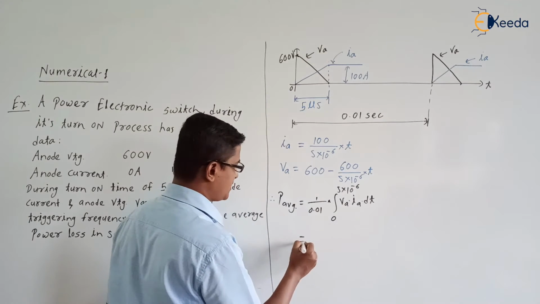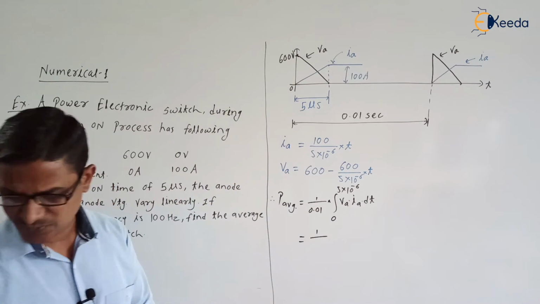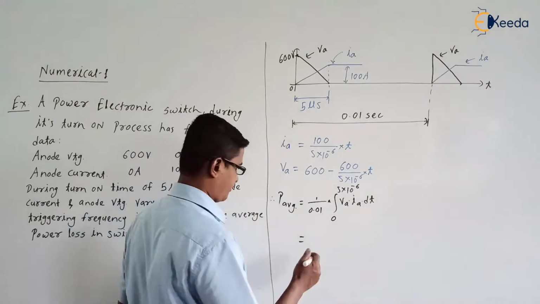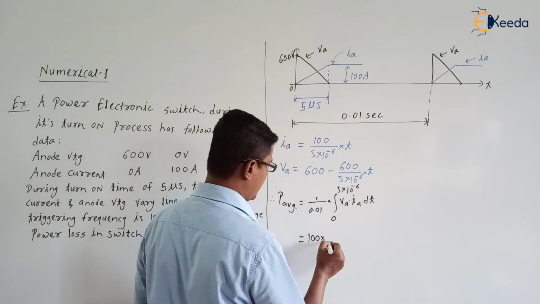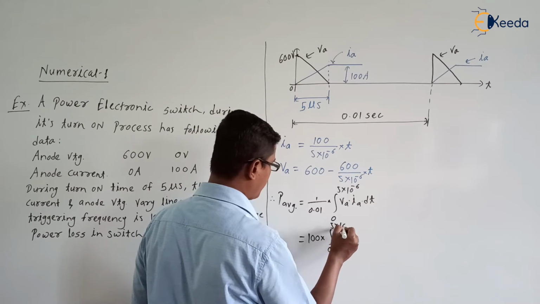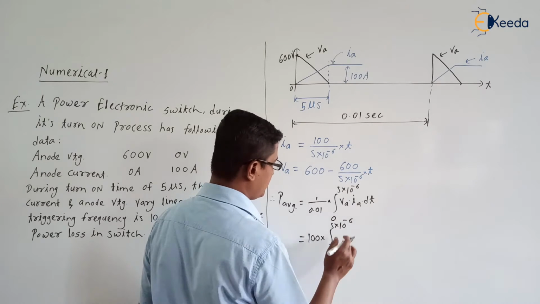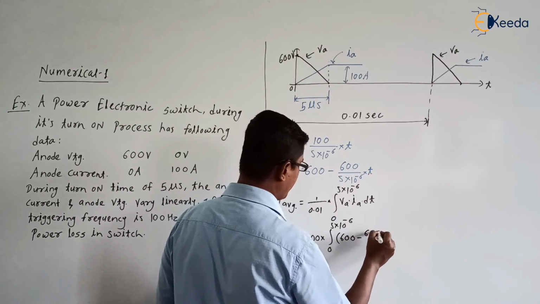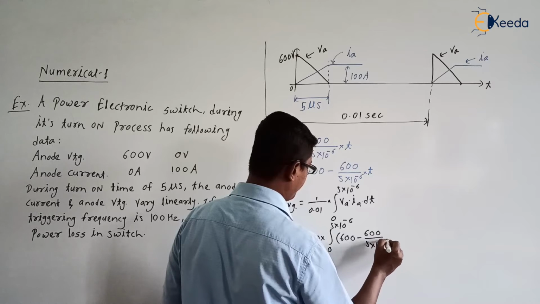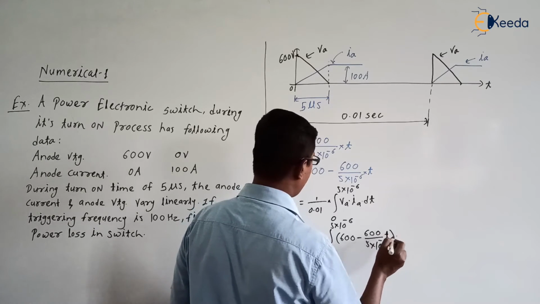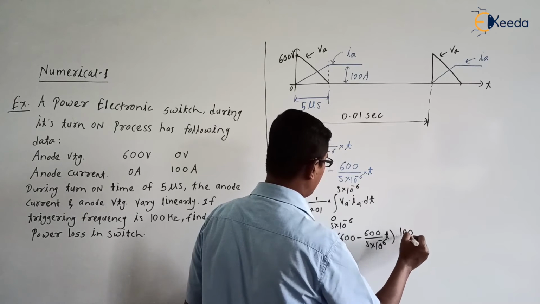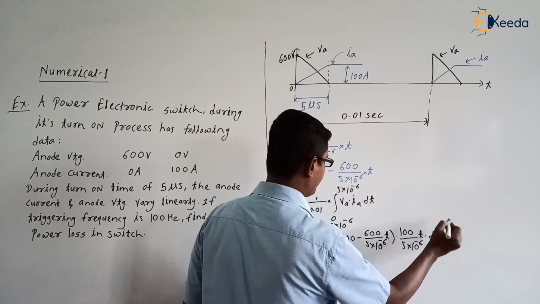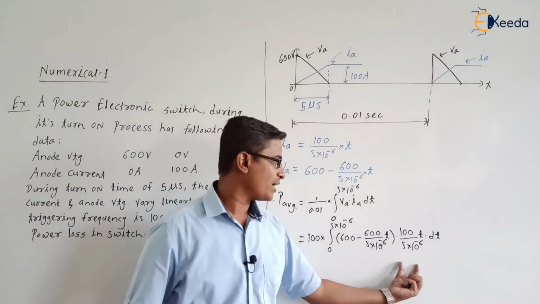Now can we simplify it? Yes, 1 upon 0.01 means 100. So we can write it as 100 into integration from 0 to 5 micro, 5 into 10 to the power minus 6, of Va into Ia. Va we are having, it is 600 minus 600 upon 5 micro into t, into Ia, that is 100 upon 5 micro into t, into dt. Is this clear? So it is Va into Ia into dt, right?